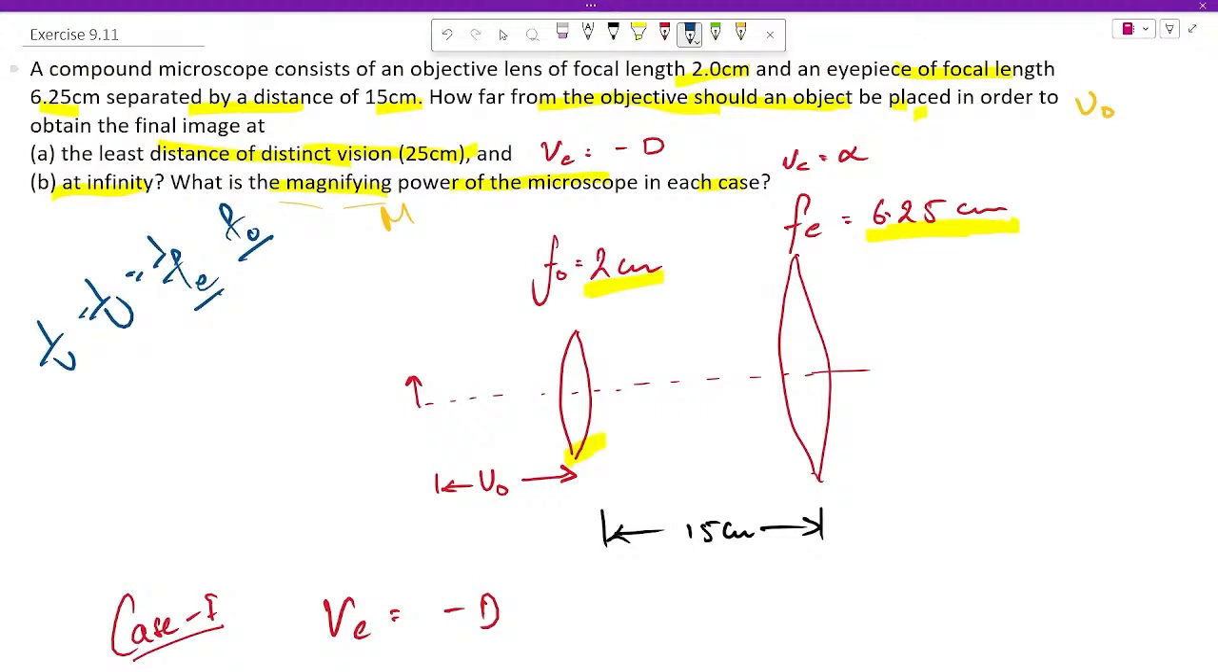We know that in a compound microscope, an object is placed in front of the objective. This will form a virtual image between these two lenses, let us say over here, and this image will be treated as an object for the eyepiece, and the eyepiece will form the final image, which is magnified. Now we have to find the value of u naught in both cases. In the first case, the least distance of distinct vision, the final image VE is forming at minus d. So we will use the lens formula for the eyepiece.